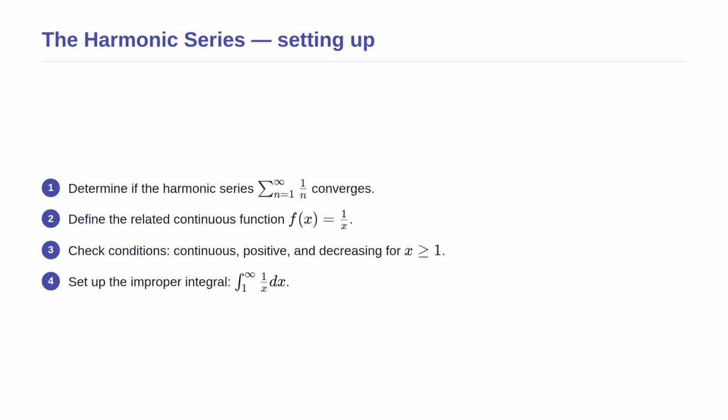Before we move on to the proof, let us see this with a concrete example. We want to determine if the famous harmonic series converges or diverges. The terms get smaller, but do they get smaller fast enough? We define our related continuous function as 1 over x. We check our rules. It is continuous, positive, and decreasing because as the denominator grows, the overall fraction shrinks. Since all three rules are perfectly met, we set up our improper integral from 1 to infinity to find the area.